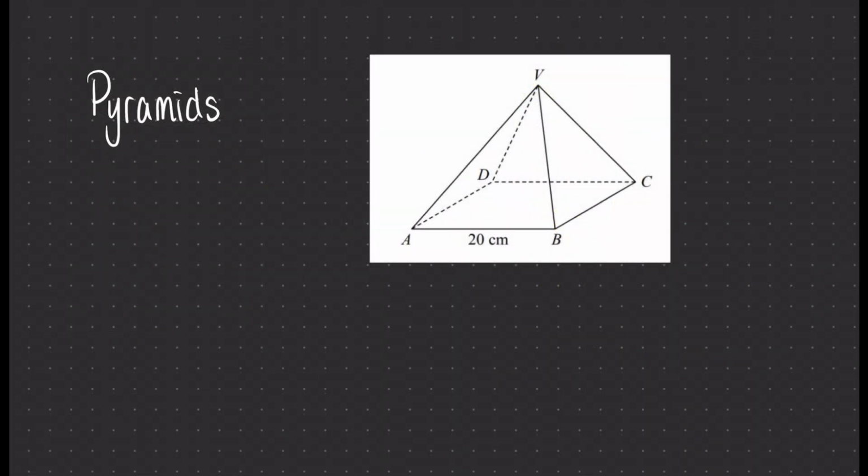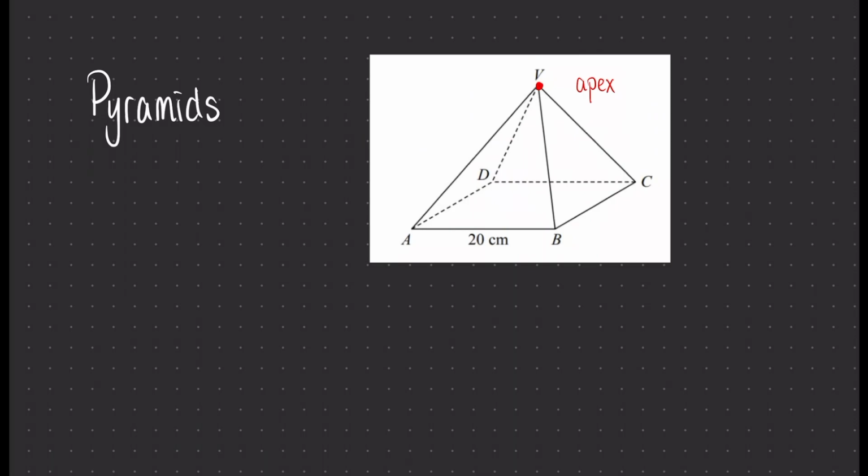Let's turn our attention to pyramids now. I have here an example of what we call a square-based pyramid. And the definition of a pyramid is any shape that has a polygon base. A polygon is just a multi-sided shape. And then triangular faces that meet at a point right at the top, which we call the apex.